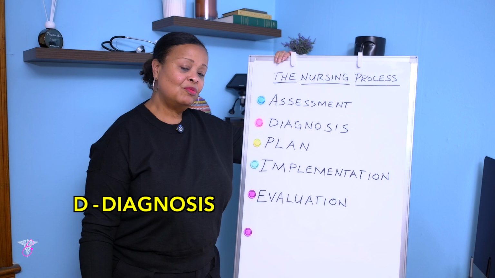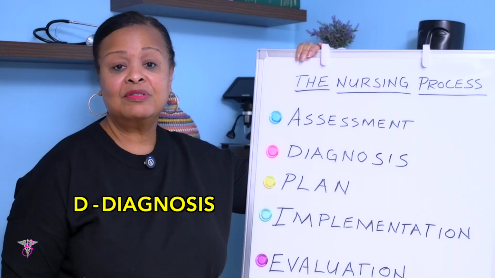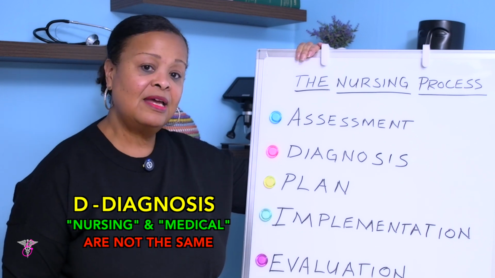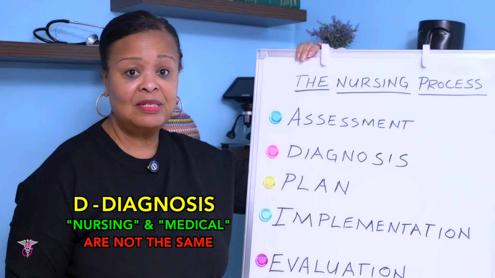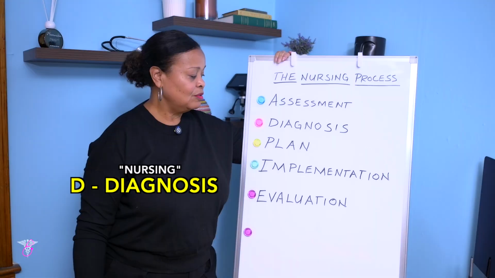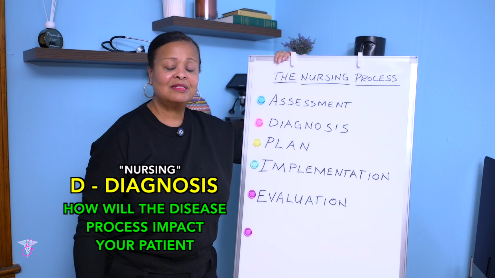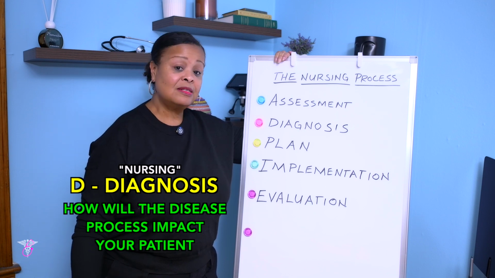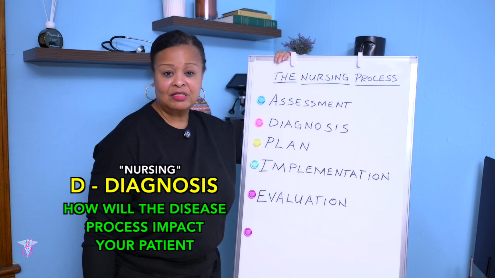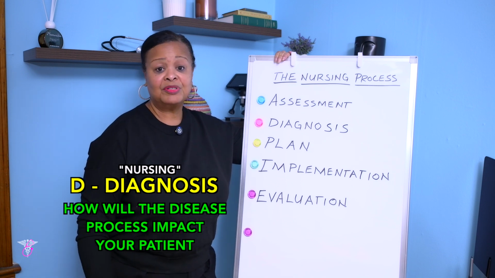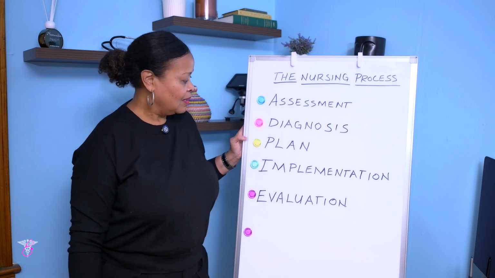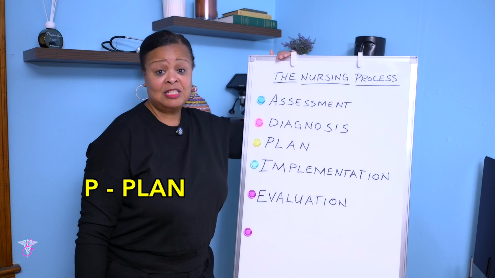For diagnosis, I want to tell you to pay attention to this. A medical diagnosis and nursing diagnosis are different. So in the case that a person has new onset diabetes, that would be a medical diagnosis. Whereas a nursing diagnosis is how that diagnosis is going to impact your patient. And so for us as nurses, it might be something like knowledge deficit, or a person is at risk for hypoglycemia or hyperglycemia.